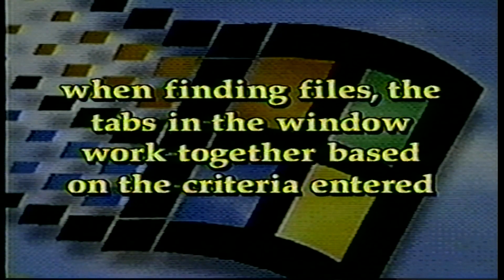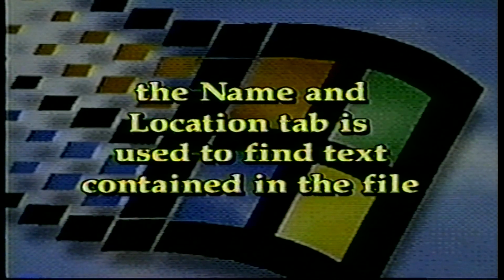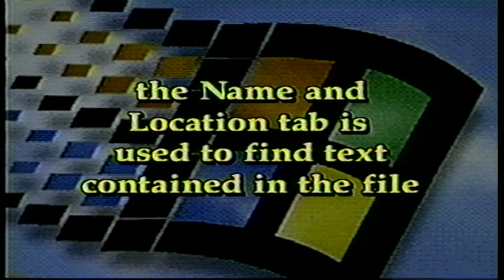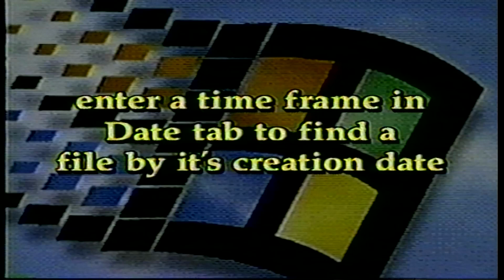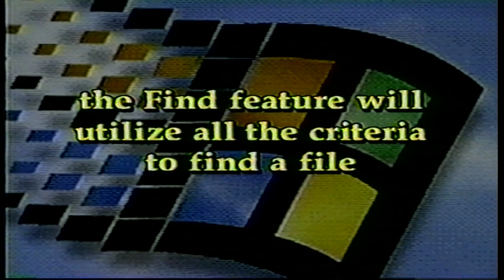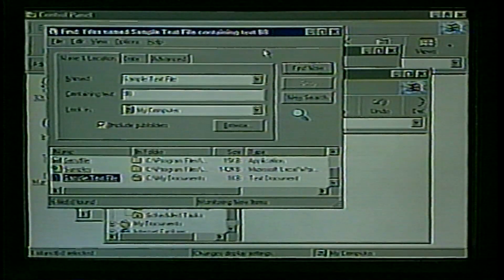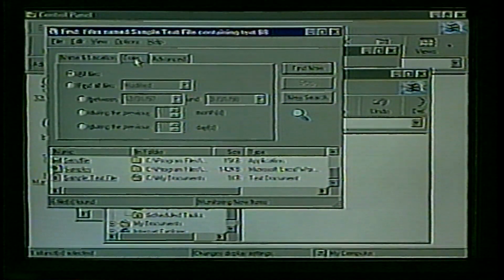When trying to find a file, it's important to remember that the tabs in the window work in conjunction with each other to find files based on the criteria entered. So for example, we can use the Name and Location tab to enter text contained in the file, then use the Date tab to enter a time frame for when the file was created. Find will use all the criteria to find the file. Let's click the Date tab so we can discuss its options.